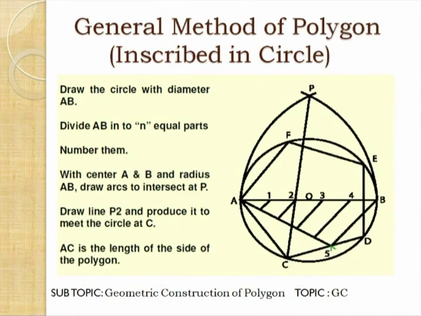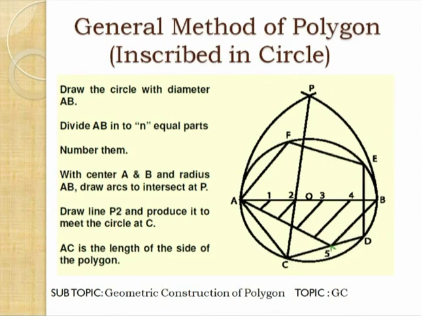Now this is the general method of polygon when we know the size of the circle. Here we want to draw the polygon inscribed in a circle. We do not know the size of the side, but we know the size of the circle. So the size of the circle is given and we want to draw the polygon inside this circle. So this is the general method. We can draw any polygon with this method.